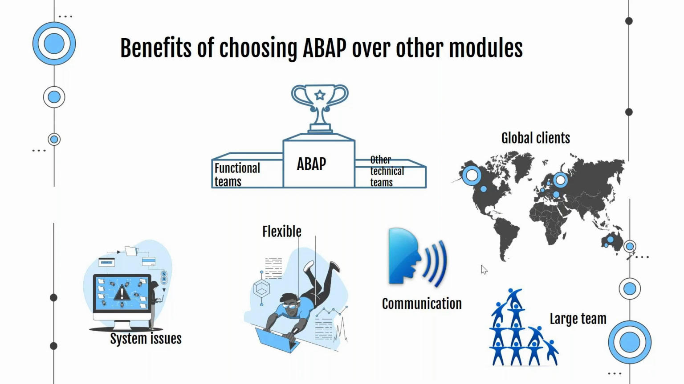And when I say large team, you will also have the benefit that most of the openings in the market are on ABAP, and will be on ABAP in future too. Doesn't matter, till SAP is there, ABAP will be there. Until ABAP is there, the openings are going to be the same. So you'll always have a larger team in comparison to your other technical or functional teams. That is another benefit that you're going to get.